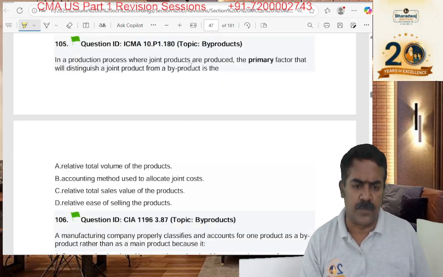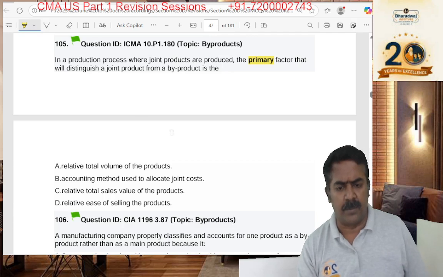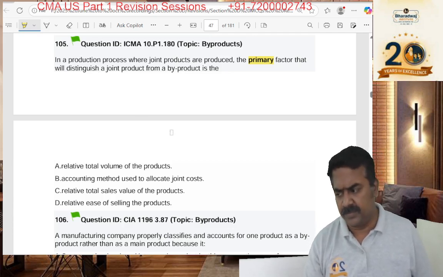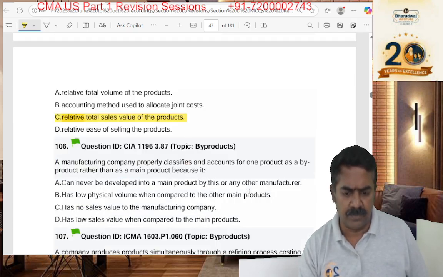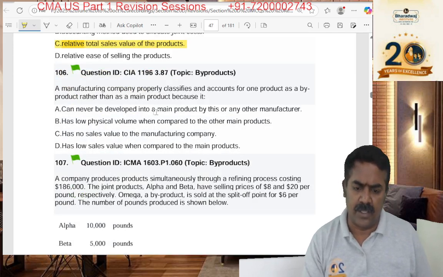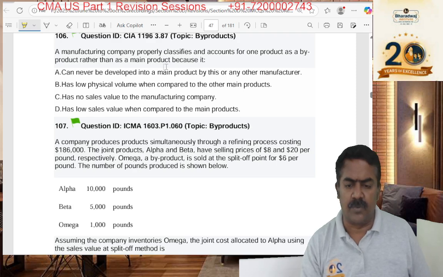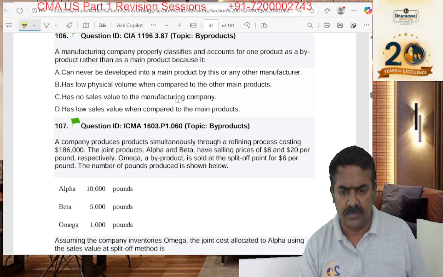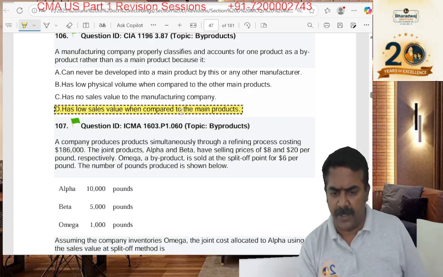In the production process where joint products are produced, the primary factor that distinguishes joint products and byproduct is value. What is the correct answer? Relative sales value. Byproducts will have a lower value. Joint products will have a higher value. A manufacturing company properly classifies one product as a byproduct rather than a main product because of no sales value or low sales value compared to the main products.